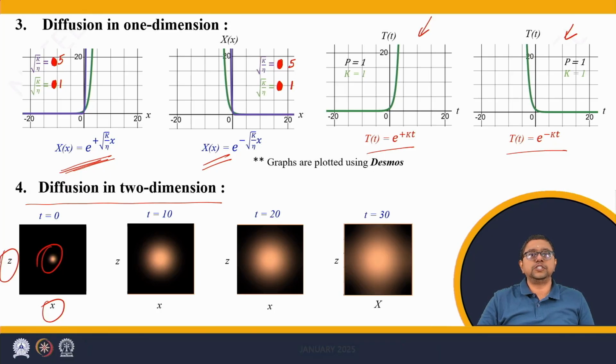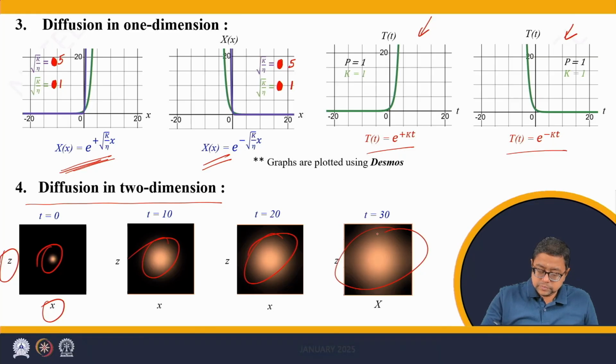then this concentrated spot diffuses due to the gradient, and with progress in time, let's say t equals 10, we have a diffused spot. Then as time progresses, the concentration of the initial spot diffuses and becomes more and more uniform. This is diffusion in two dimensions.